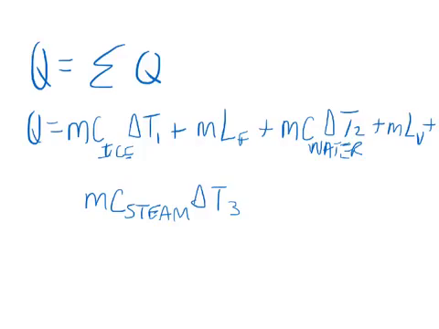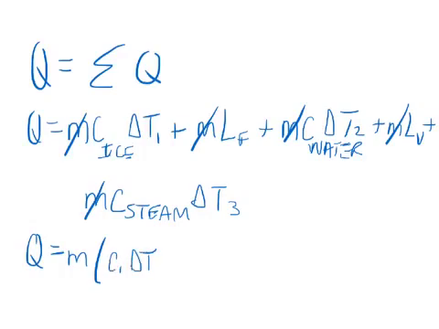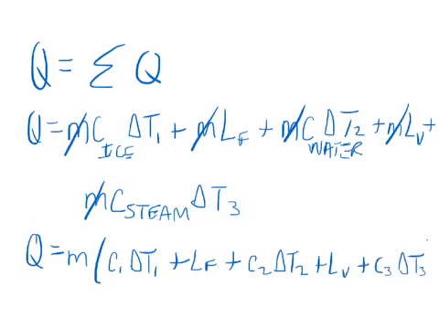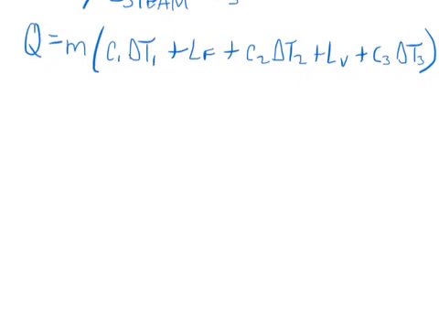Let's factor out the M and call the C's 1, 2, and 3. So again, I'm factoring M out of all these terms and listing my C's respectively as 1, 2, 3. So C1 delta T1 plus LF plus C2 delta T2 plus LV plus C3 delta T3. Remember, C1 is ice, C2 is water, C3 is steam. At this point, we can take that equation and just plug in our numbers. At first, it seems like, do the units match up? But they actually do, and we're going to go over that.